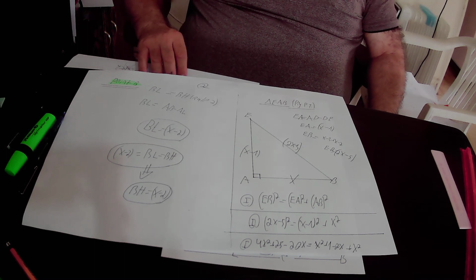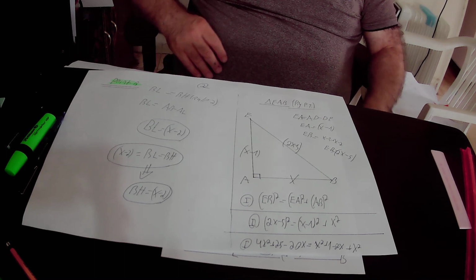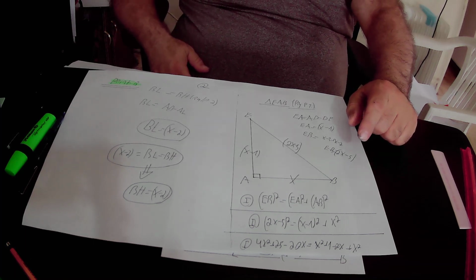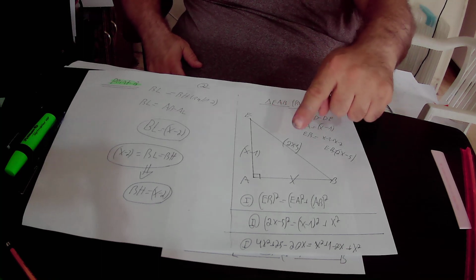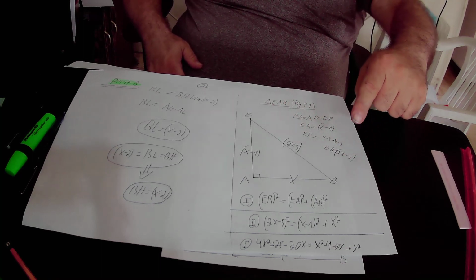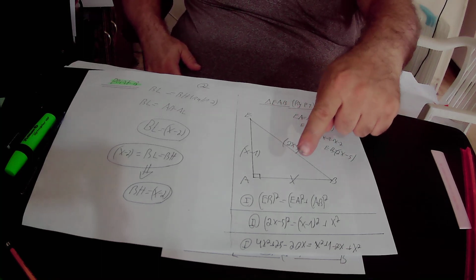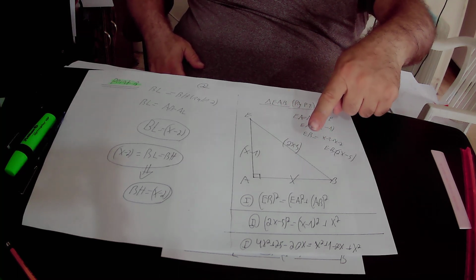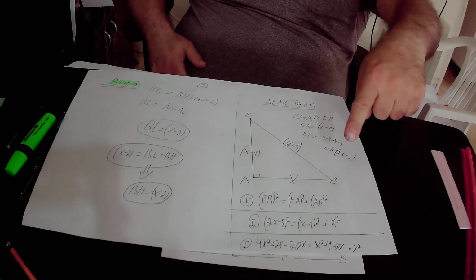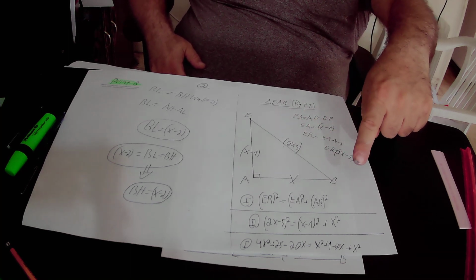According to the Pythagorean theorem, the square of the hypotenuse equals the sum of the squares of the perpendiculars. The square of the hypotenuse is EB squared, that is equal to EA squared plus AB squared. EB equals 2x minus 5, so EB squared is (2x minus 5) squared. EA equals x minus 1, so EA squared equals (x minus 1) squared. AB equals x, so AB squared is x squared.